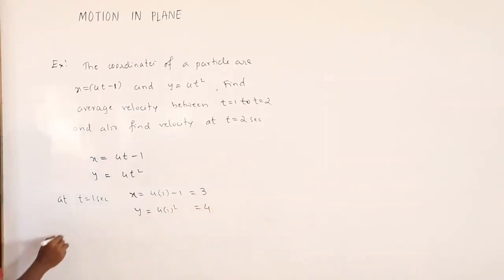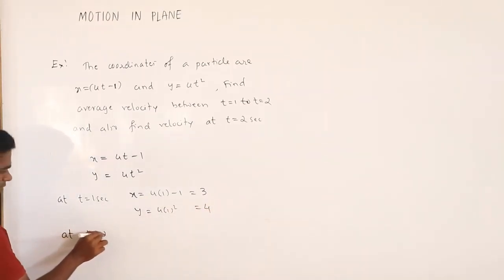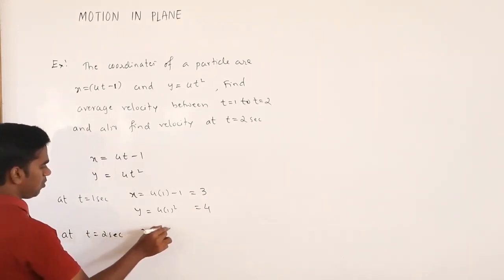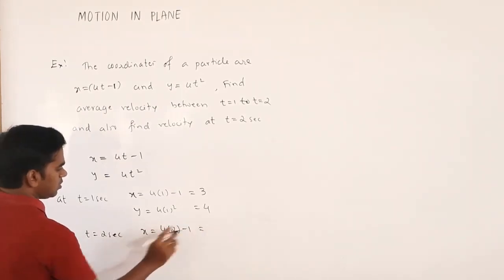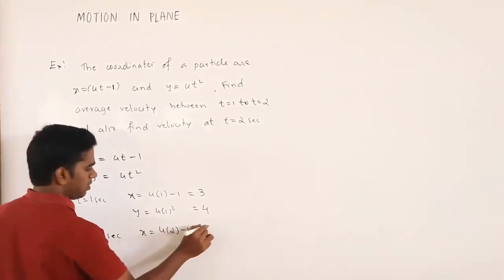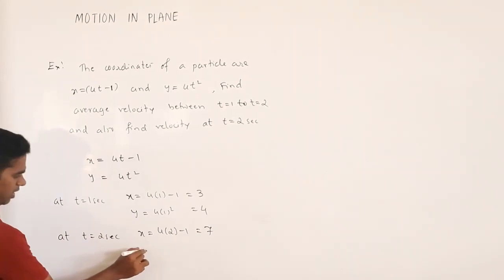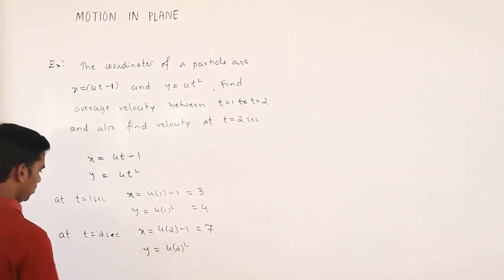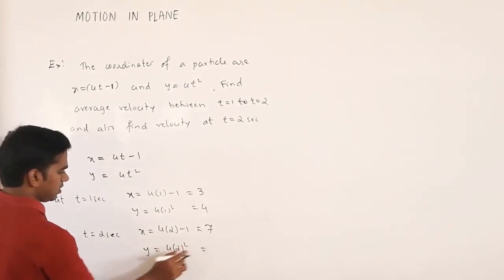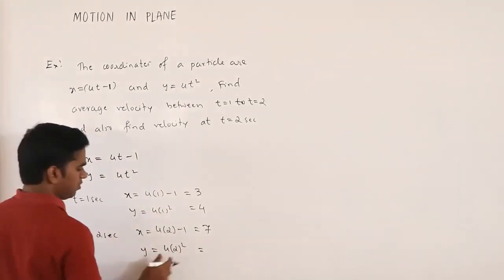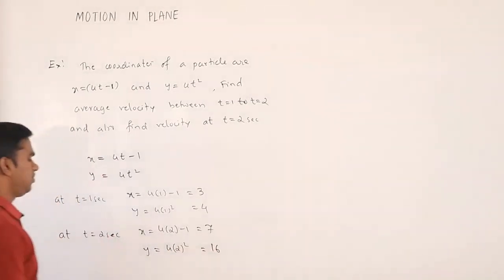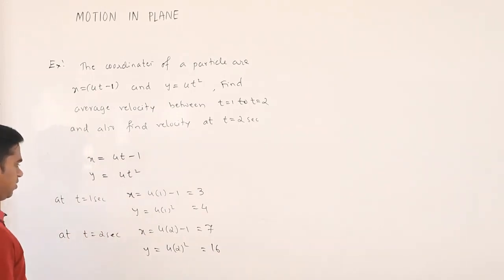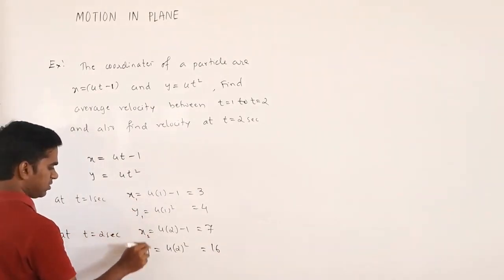So this becomes 4. At t equals 2 seconds, what is x? x is 4 into 2 minus 1, so 8 minus 1 is 7. Similarly y is 4t square, 4 into 2 square. 2 square is 4, and 4 times 4 becomes 16. So these are the x and y coordinates. You can call these x1, y1 and x2, y2.